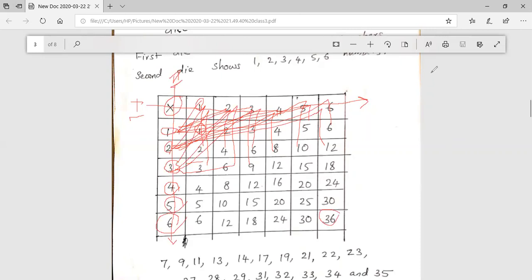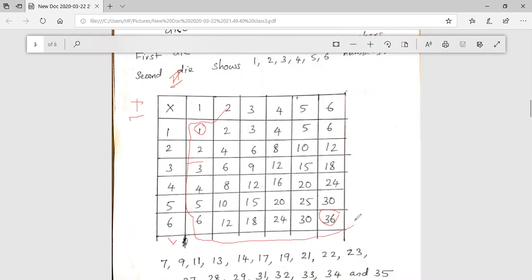So here, this is our result, okay? This one is our multiplying result.